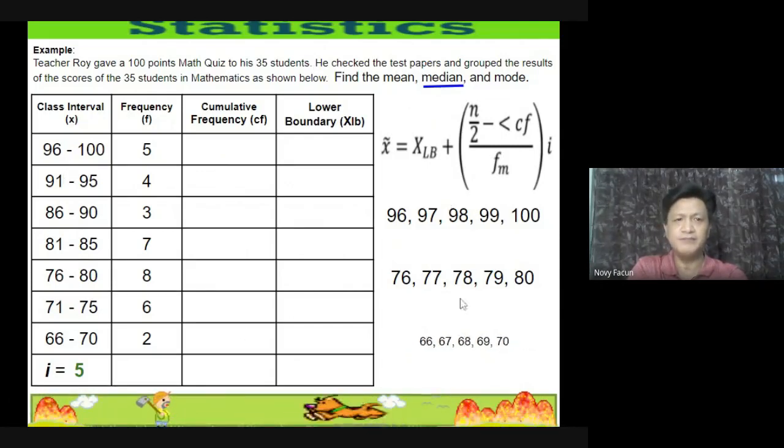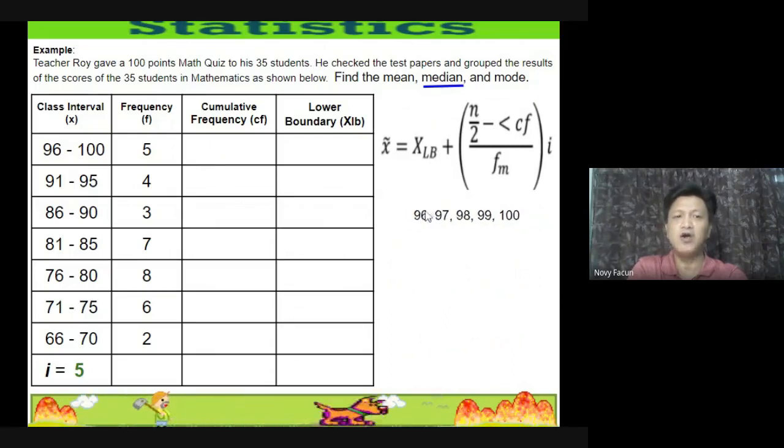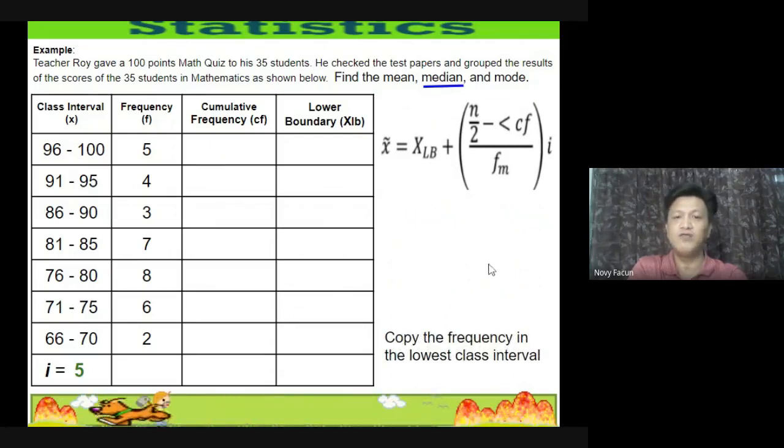Okay, and then, we can now find the cumulative frequency. To find the cumulative frequency, kokopya lang natin yung frequency in the lowest class interval. So, ito yon. Okay, 2. So, i-copy lang natin yung 2. Okay, and then, para makuha naman natin yung pangalawang cumulative frequency natin sa interval, ipa-plus natin yung kasunod niya. Kaya nga, that is 2 plus 6, that is equal to 8. Kaya 8 ilalagay po natin dito.